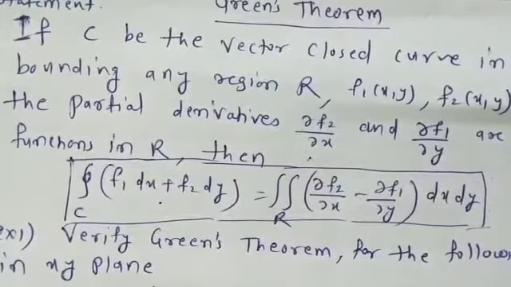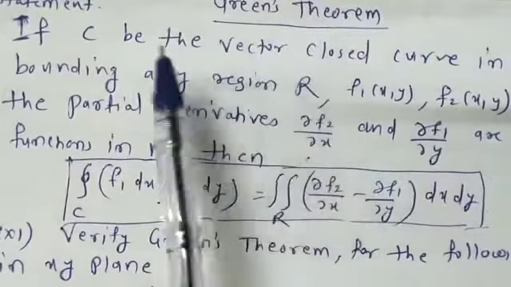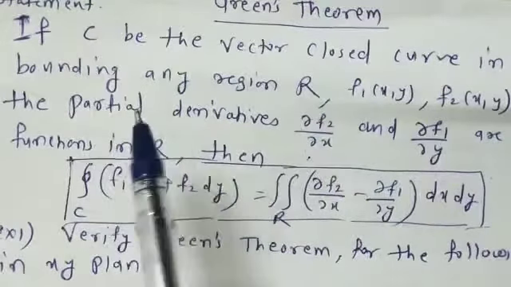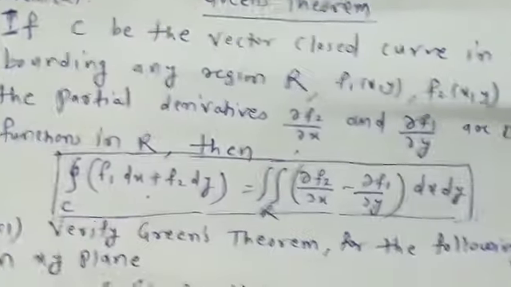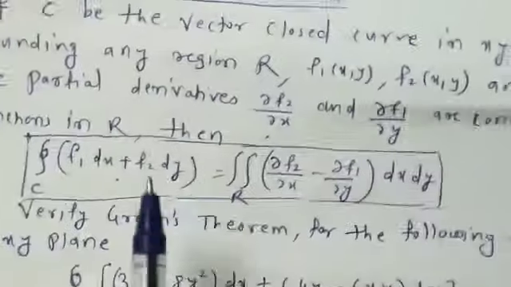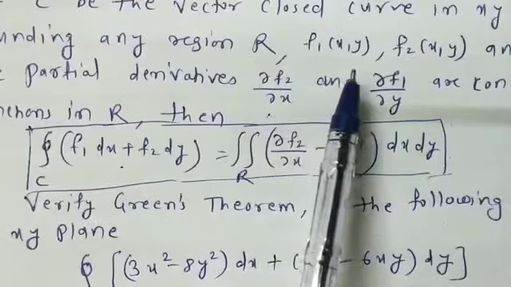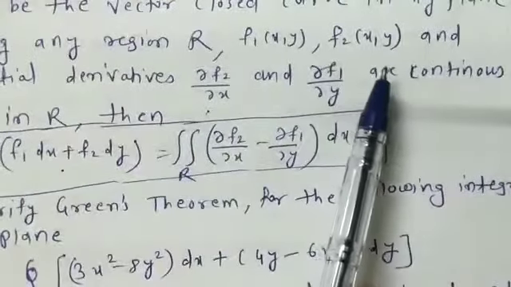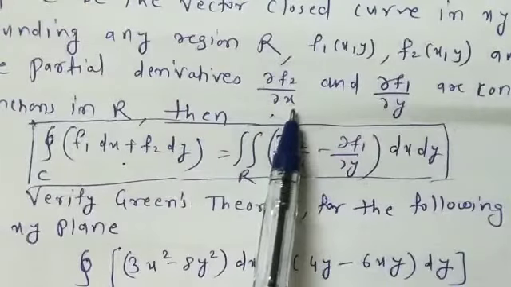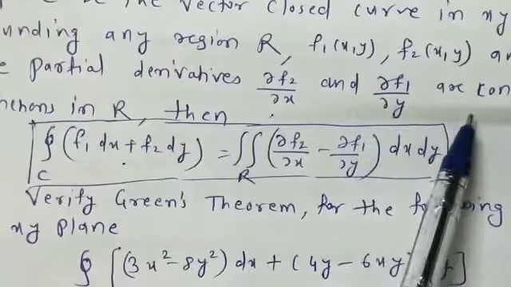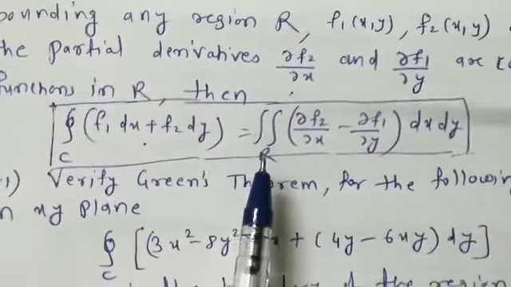Hello students, today I am going to start with Green's theorem. Now see what is the statement of Green's theorem. If C be the vector closed curve in xy plane, bounding any region R, such that f1(x,y), f2(x,y) and their partial derivatives ∂f2/∂x and ∂f1/∂y are continuous functions in R. Then see what is important, students, here.